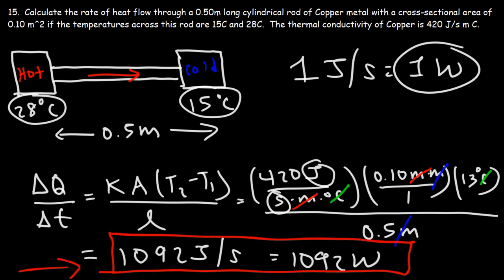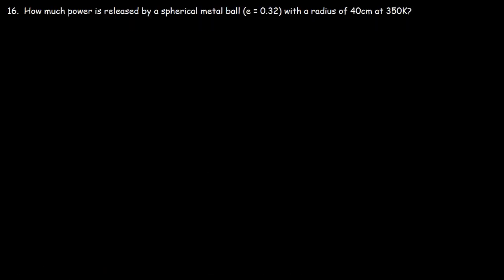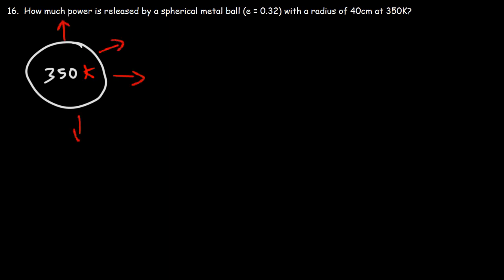That's it for this problem. Number 16. How much power is released by a spherical metal ball with a radius of 40 centimeters at 350 Kelvin? So let's draw a picture. Here we have a ball at 350 Kelvin, and it's going to emit thermal radiation. Every object emits thermal radiation.